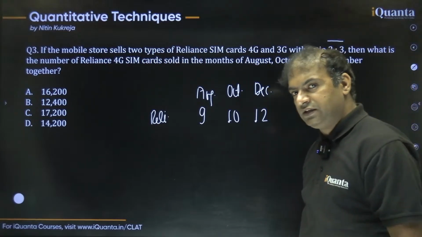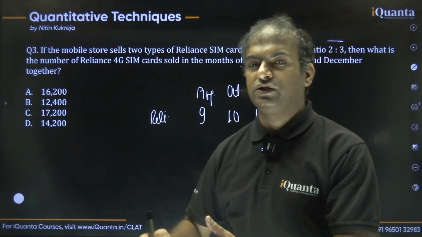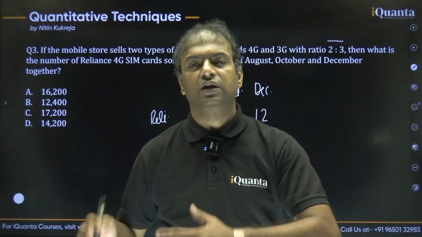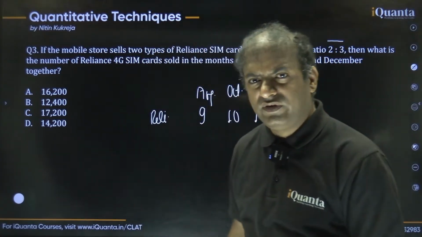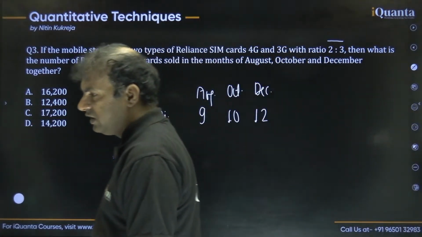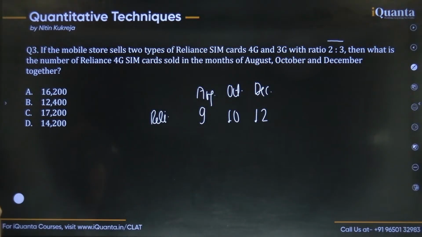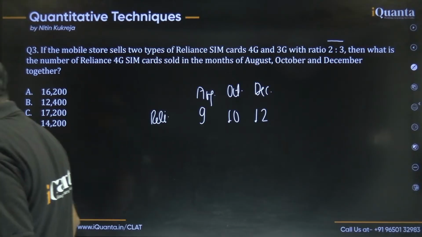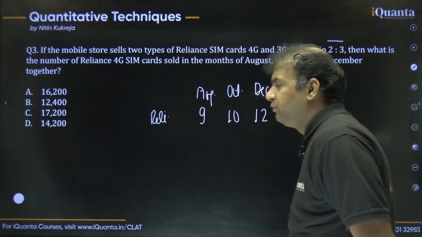So there are two ways. Either you do it individual month-wise, or you can take the sum of the SIMs in all 3 months and then do that, right? Obviously, doing it for individual months will be time taking. It will take some time. So it's better to do it taking it together, right? If we do it together, our time will be saved a lot, okay?